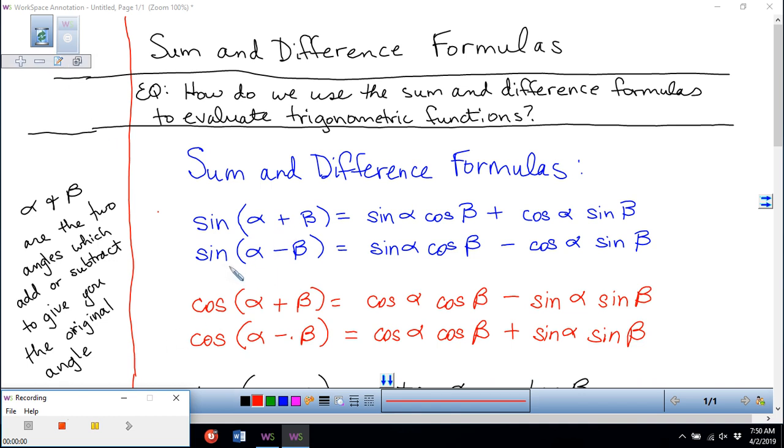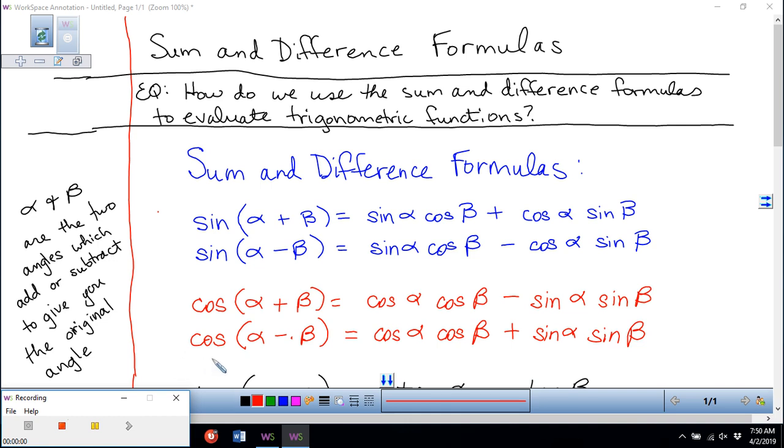Our second formula, sine of alpha minus beta, is equal to sine of alpha cosine of beta minus cosine of alpha sine of beta. Notice that with the sine formulas, we intermix sine and cosine. We've got sine of alpha and cosine of beta together, and then on the other side of your addition or subtraction, you have cosine of alpha, sine of beta mixed together. But notice that we switch the alpha and the beta as we switch the cosine and sine.